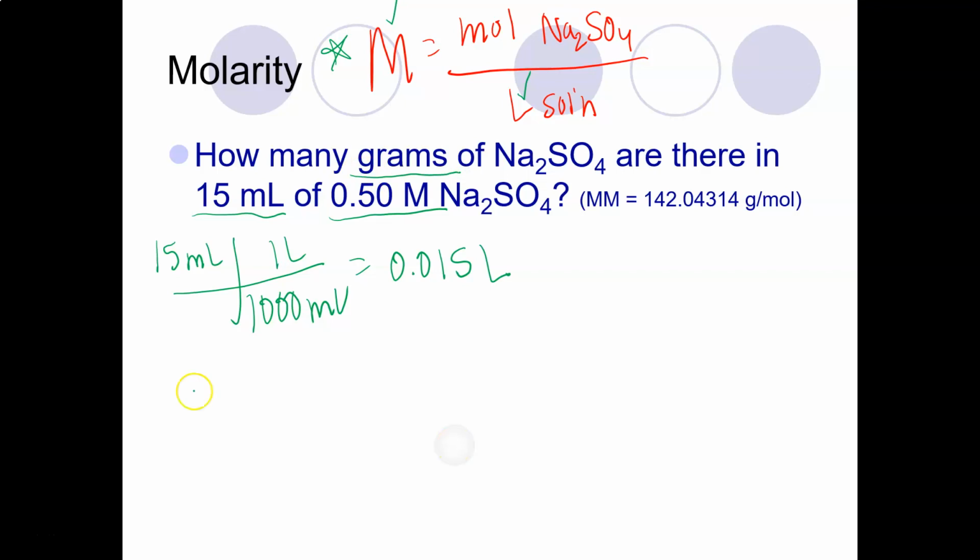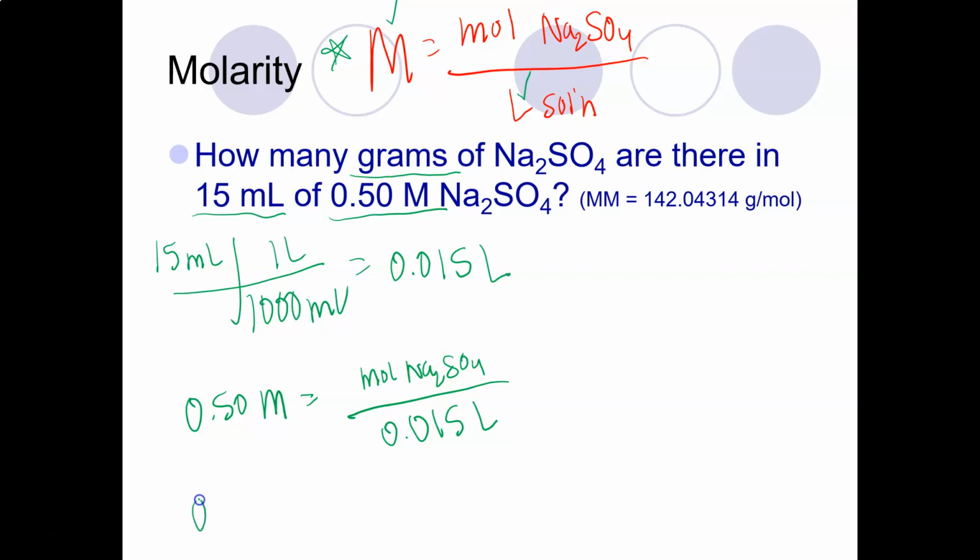So let's start there. So capital M, I'm going to write 0.50 capital M. On the top, you can write X because you don't know, or I'm just going to write moles of Na2SO4. That's the thing I don't know. And on the bottom, I'm going to write 0.015 liters. So to get my unknown by itself, I'm going to have to cross multiply. So 0.50 times 0.015 gives me 0.0075. And that's what my calculator says.